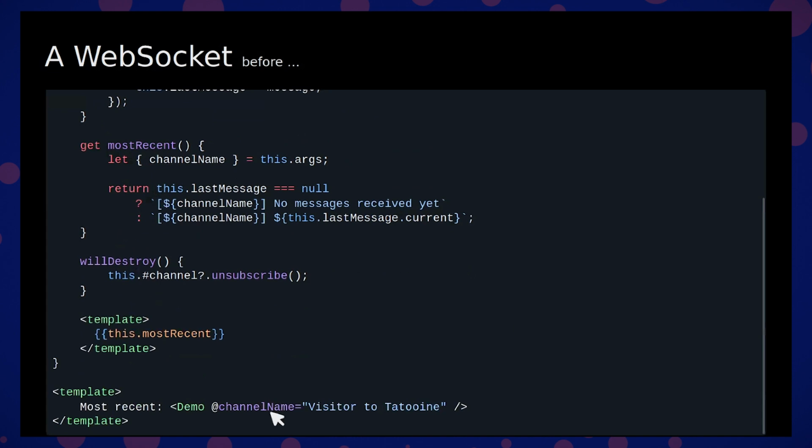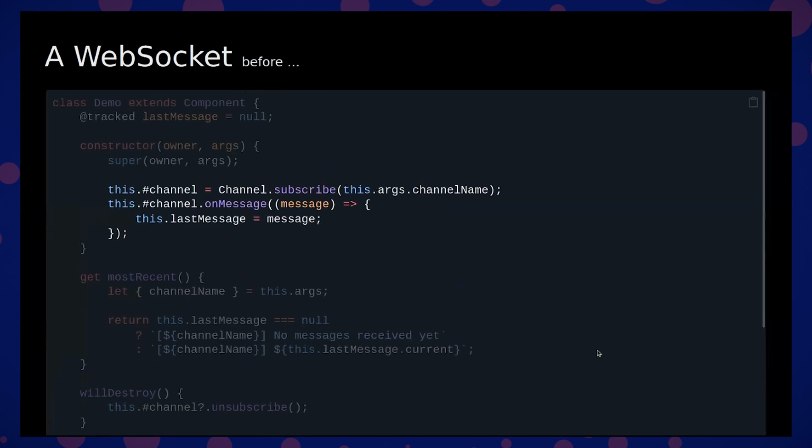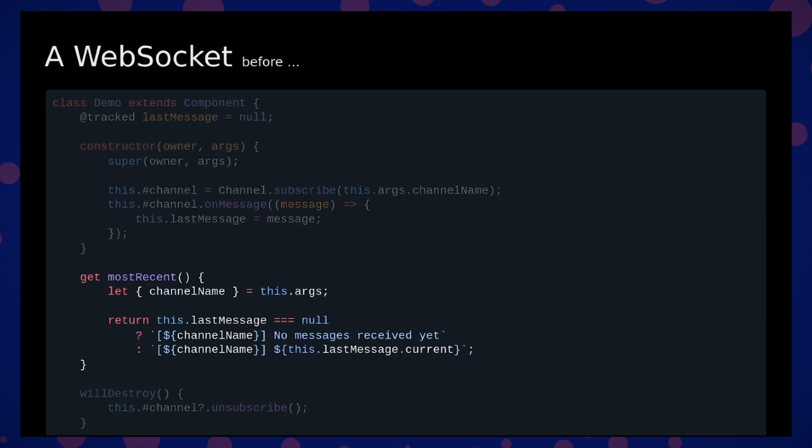We can set up the socket and subscribe to messages. We can define how we want to format the last message, and then handle cleanup. Now, like with the other demos, there is a common theme of responsibility leakage. With components, it's very easy to accidentally make a component responsible for more than one thing. And what we want is a single responsibility concept that represents the value, the most recent person to visit Tatooine.